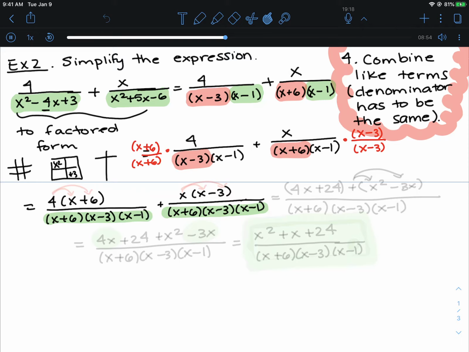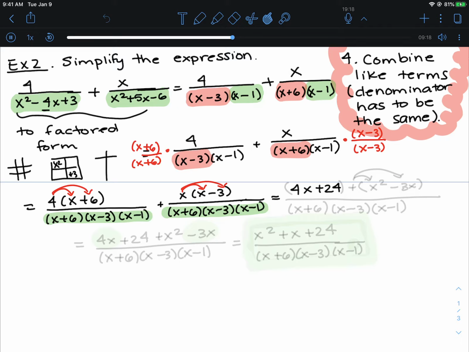Okay, so what I'm going to do here, I'm going to go ahead and distribute this 4 in here and in here, the x in here and in here. Okay, so if I do that, I'm going to get 4 times x, which is going to be 4x, plus 4 times 6, which is going to be 24.